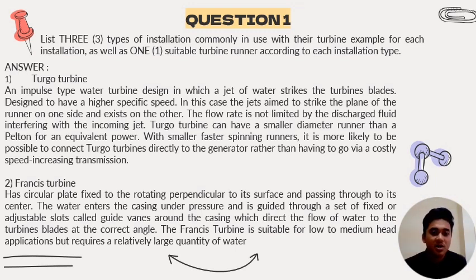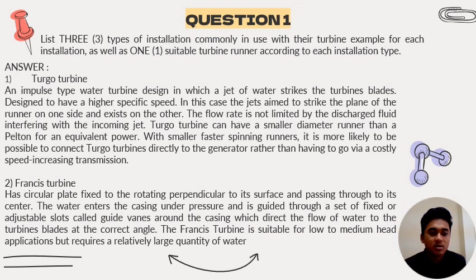With a smaller, faster spinning runner, it is more likely to be possible to connect Turgo turbines directly to the generator rather than having to go via a costly speed increasing transmission. The second type is the Francis turbine. It has a circular plate fixed to the shaft, rotating perpendicular to its surface and passing through its center.